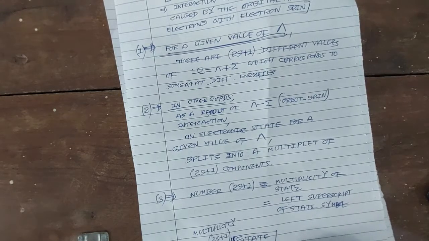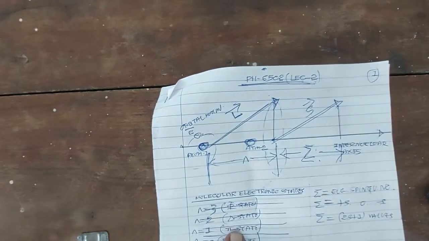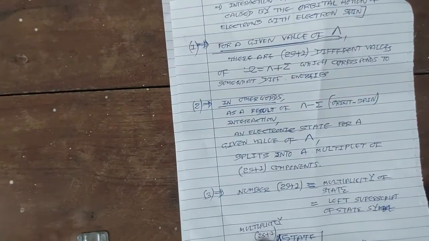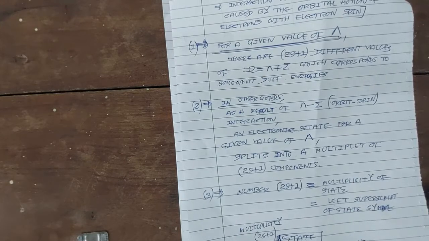the total quantum number omega is mentioned. So suppose this is the state symbol. You have different molecular states: sigma state, pi state, delta state, phi state. Suppose I consider the delta state, then you have to write the multiplicity, 2S plus 1, on the left hand side of the state symbol, and the total quantum number omega is mentioned on the right hand side subscript.